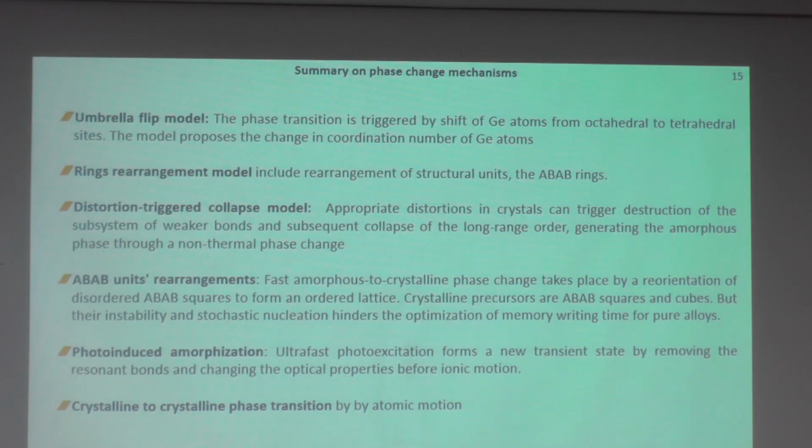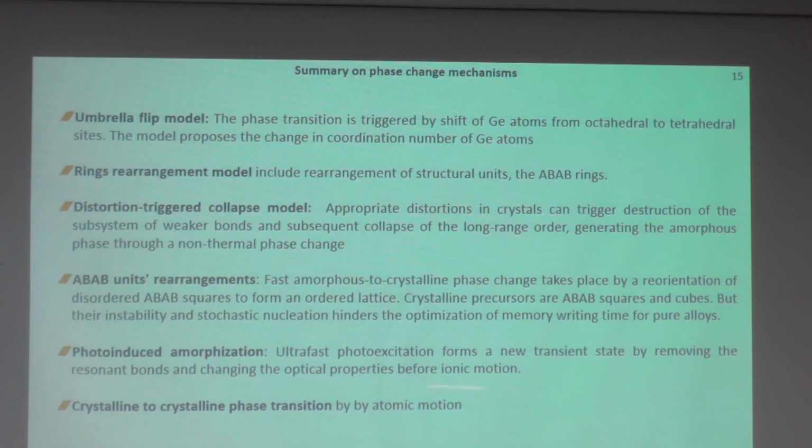In the photo-induced amorphization, ultra-fast photo excitation shows the formation of an additional phase: first the cubic phase transforms from resonant bonding, metal ion bonding, to the covalent state, and then it melts by energy transfer to the system. The phase is heated up and transforms to the liquid, and then on cooling to the amorphous state.